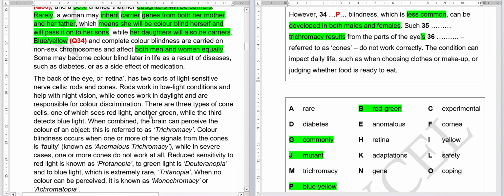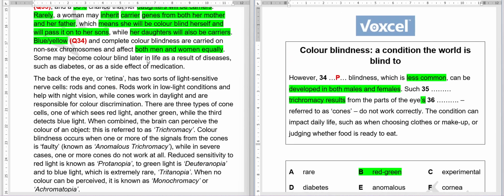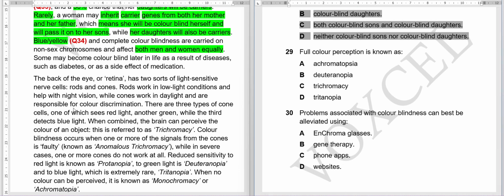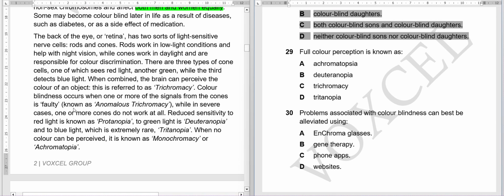So let's read the next question also. Okay, for both 35 and 36 we don't have a location here in this paragraph, so we're going to go straight to the MCQs and read this paragraph. "The back of the eye or retina has two sorts of light-sensitive nerve cells, rods and cones. Rods work in low light conditions and help with night vision, while cones work in daylight and are responsible for color discrimination."